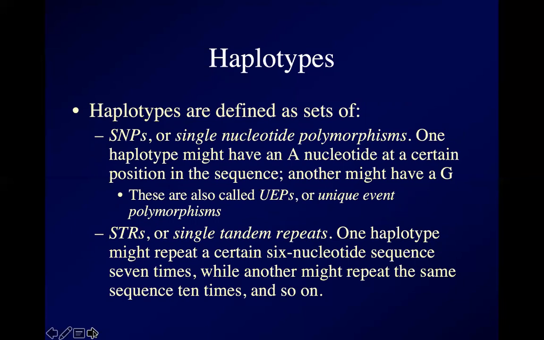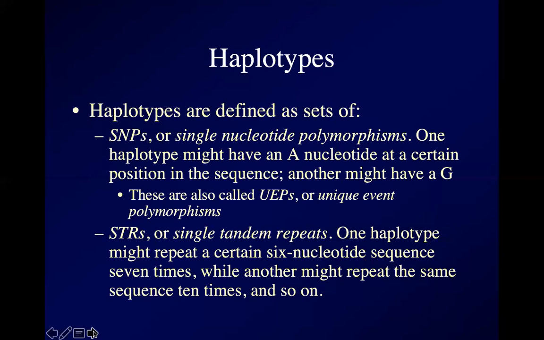Those differences can be, for our purposes, we can make two types of differences, SNPs and STRs. An SNP is a single nucleotide polymorphism, and that's just a way of saying that at one position along the Y chromosome sequence, one person might have an A and another person might have a G. So at position 12,136 on my mitochondrial DNA, I might have a T, and Jenny might have a C, and Rachel might have a G, for all I know. They're just single nucleotide variants. They're also sometimes called UEPs, unique event polymorphisms.